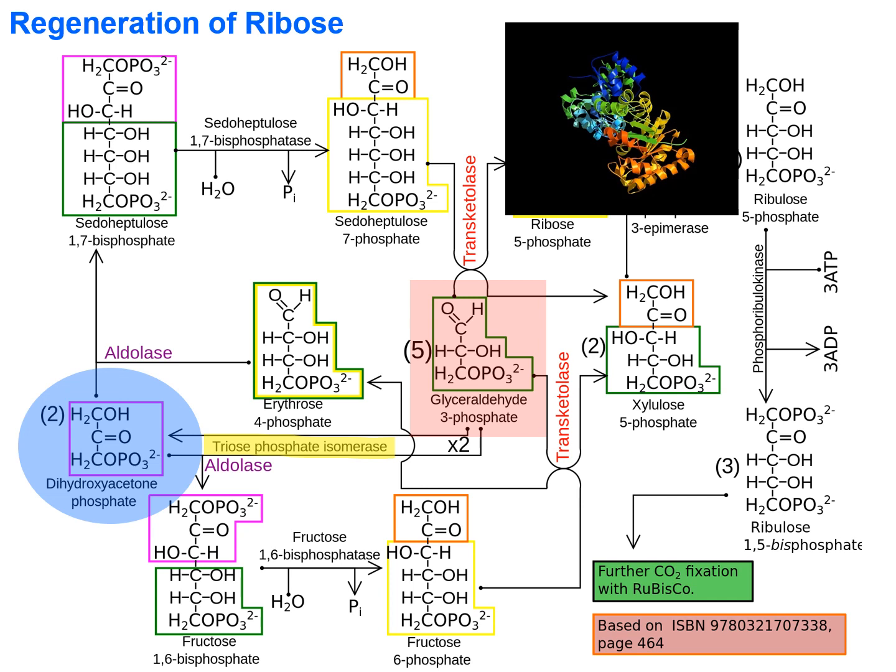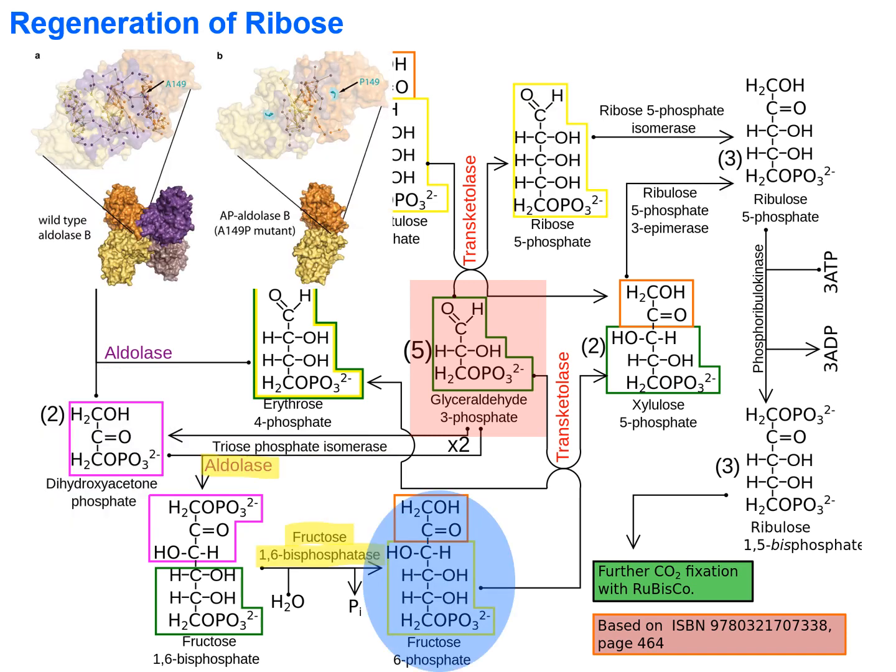Nevertheless, let us begin with what happens to the 10 molecules of G3P which will remain in the cycle. The process begins when some of the G3P molecules are converted into dihydroxyacetone phosphate, or DHAP, using an enzyme known as triose phosphate isomerase. Next, 2 enzymes, aldolase and fructose 1,6-bisphosphatase, convert DHAP and G3P, excluding the 2 saved G3P molecules, into fructose 6-phosphate.